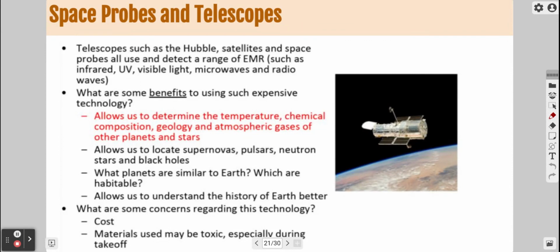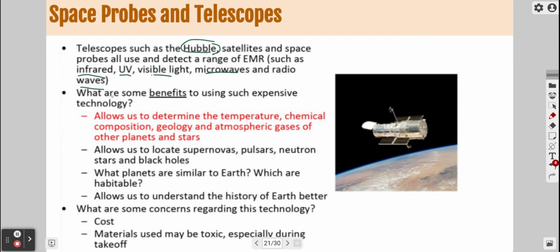So I think I moved this slide later on in the lesson, so I'm going to hit it later. Okay, we're going to deal with it here. Space probes and telescopes. Telescopes like the Hubble, which we're going to talk about in a bit. There are other satellites and space probes out there too that can detect a wide range of electromagnetic radiation, including infrared, UV, visible light, microwaves, and radio waves.